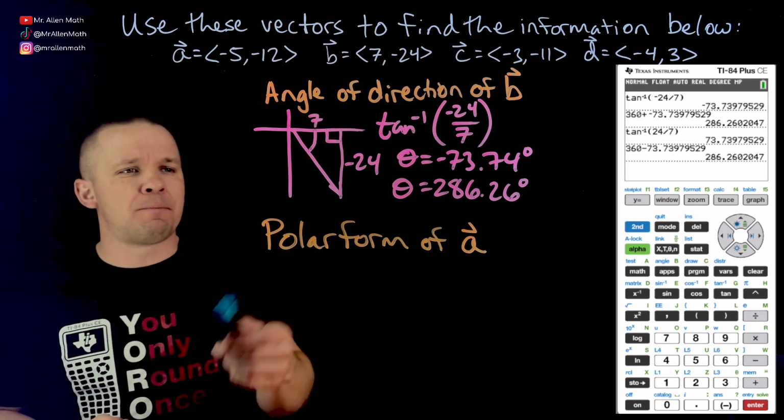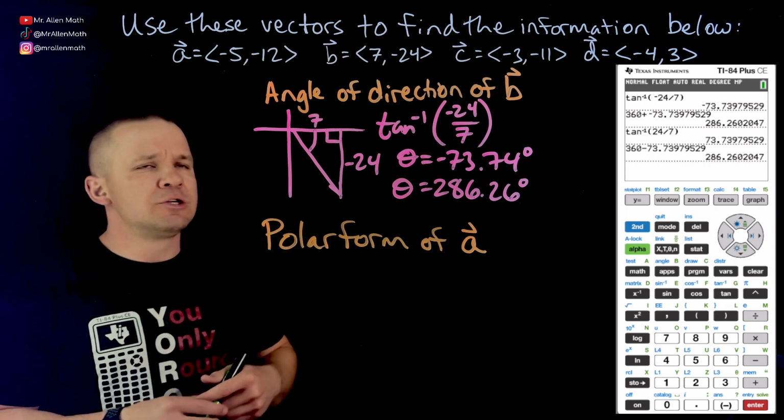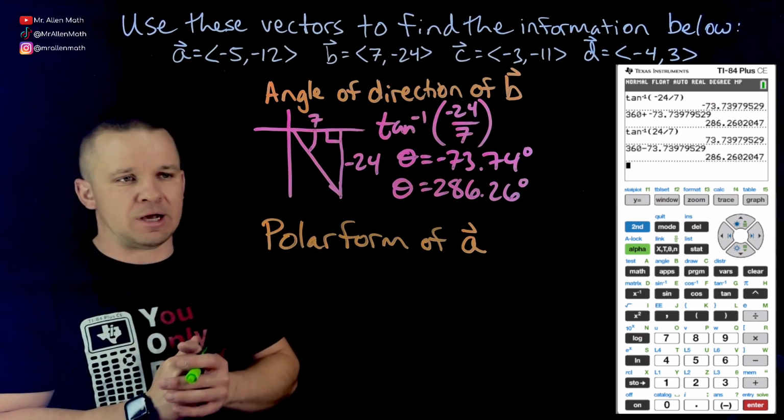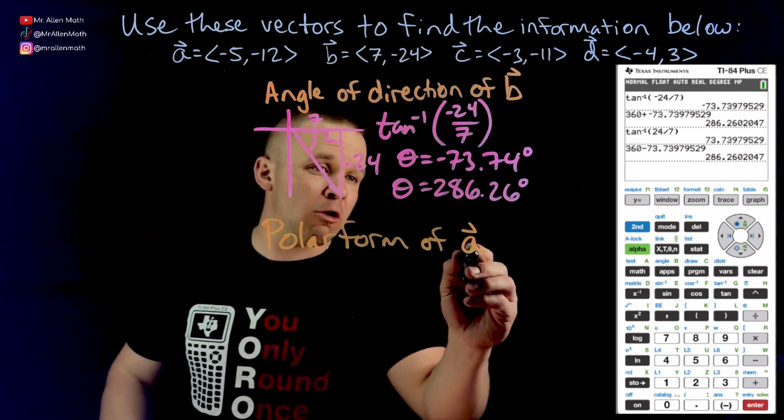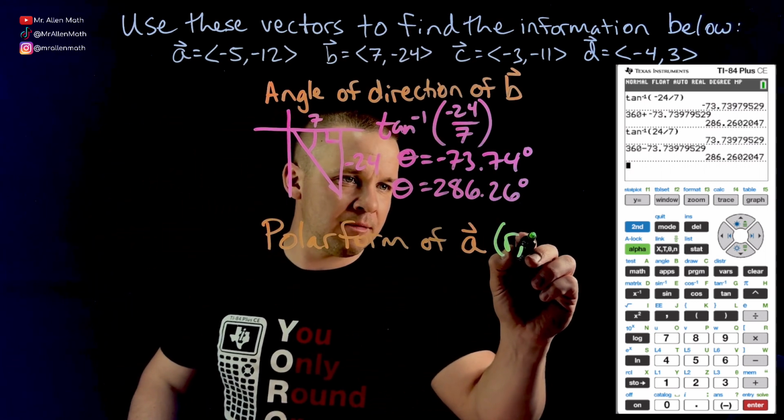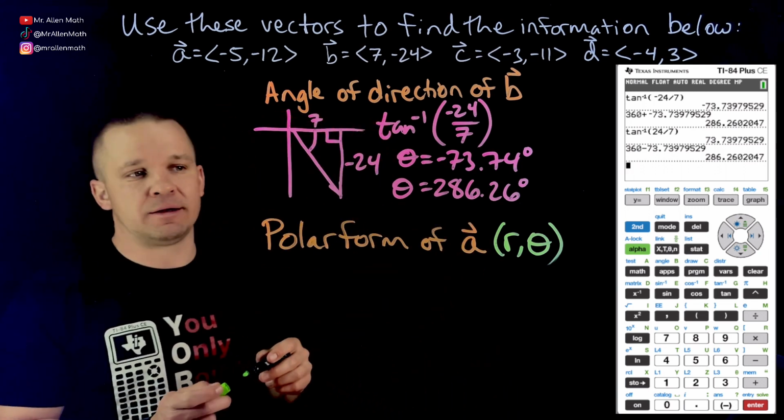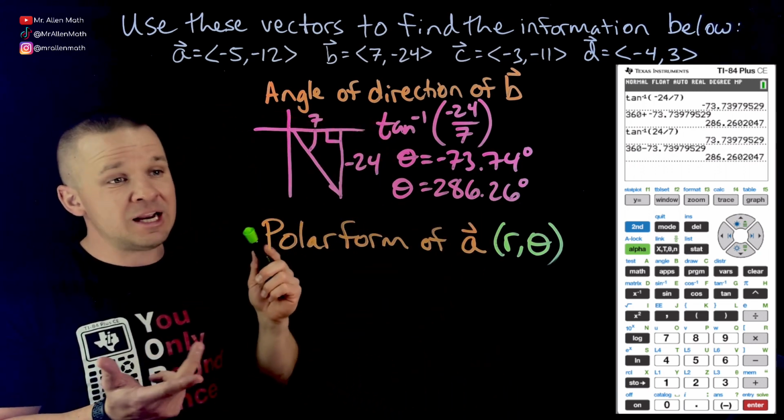Okay, now let's go to polar form. Actually, I'm going to go green on this one. So we want polar form of A. Now polar form, if you don't remember, is r comma theta. So let's keep that in mind, okay? I need a radius. I need an angle.